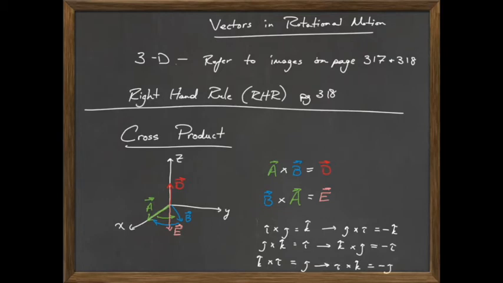Okay, and then another important concept to know is that if you try to take a vector and cross it with itself, like x crossed with x, you'll always get 0. Parallel components do not produce a cross product.